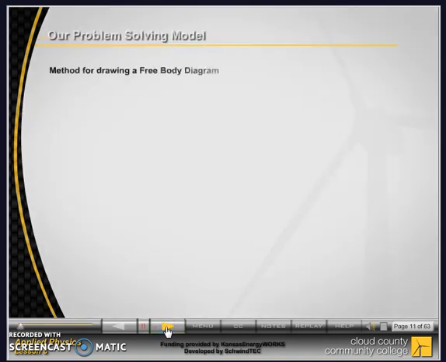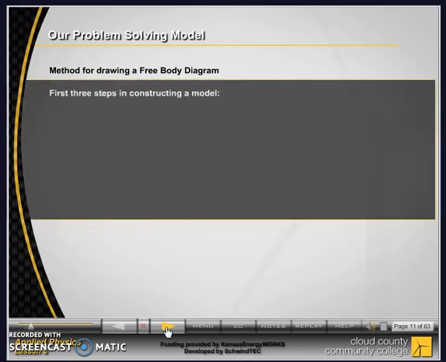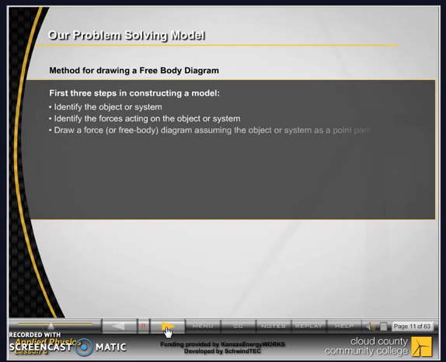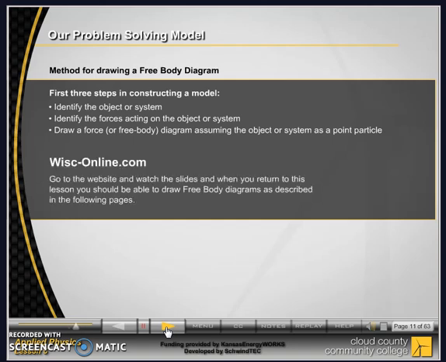The methods of drawing a good free body diagram will be discussed here. The first three steps in constructing a model are: identify the object or system, identify the forces acting on the object or system, and draw a force or free body diagram assuming the object or system as a point particle. Another good site to learn how to draw free body diagrams is located here. Go to the website and watch the slides, and when you return to this lesson, you should be able to draw free body diagrams as described in the following pages.